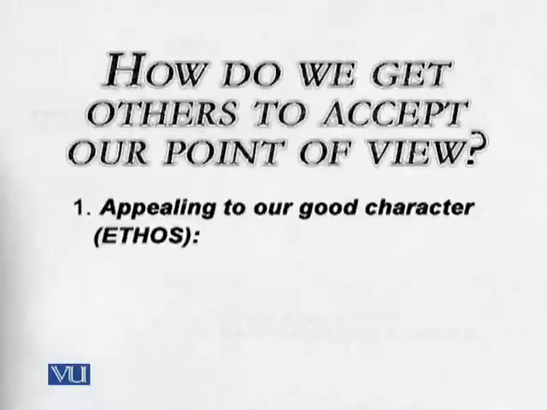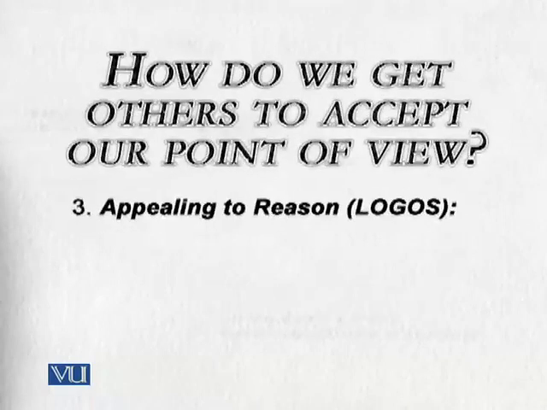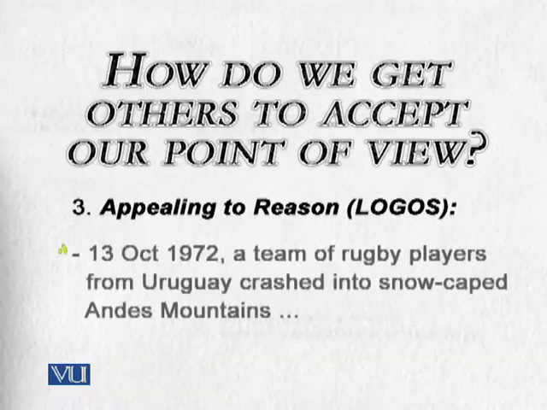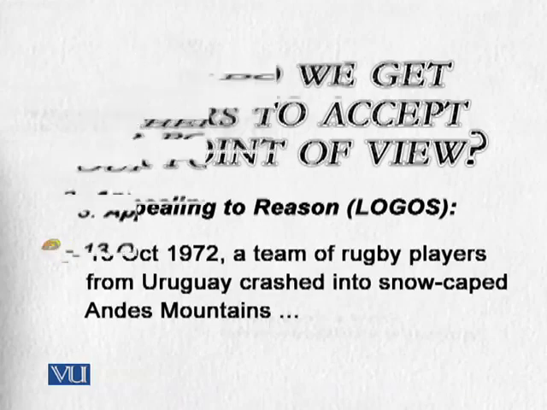So the first important thing for persuasive writing is the writer's own ethical and moral background. Number 2, writers struggle to appeal to people's emotions. And number 3, which I reworded, logos, as appealing to reason. Now look here, in 1972, roughly 13th of October 1972, there was a rugby team, they had chartered a plane and a team of Uruguay or something. The plane crashed into the Andes Mountains, snow-capped mountains.